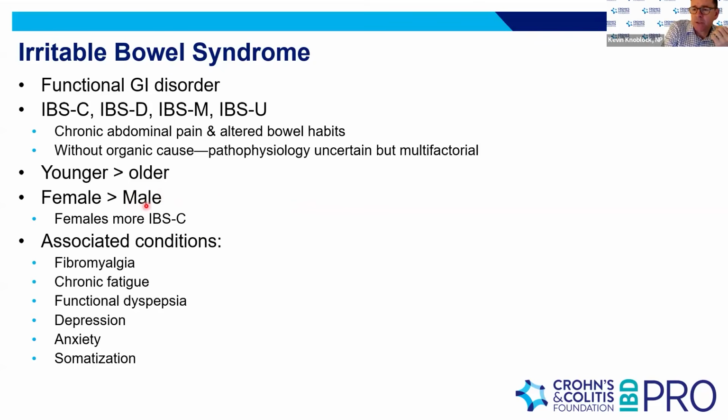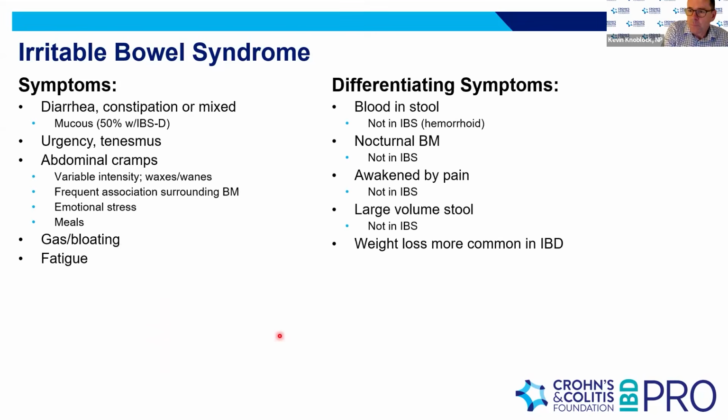And some of the data I saw, females are actually more constipation predominant overall. Some other associated conditions we'll see in the patient population with IBS: fibromyalgia, chronic fatigue, functional dyspepsia, depression, anxiety, somatization. So a little bit of a mental health questionnaire can definitely be a helpful thing. And we could see some depression, et cetera, with the IBD patients as well.